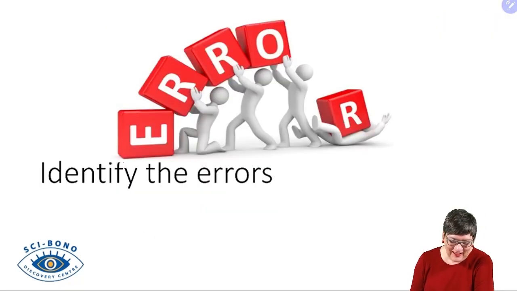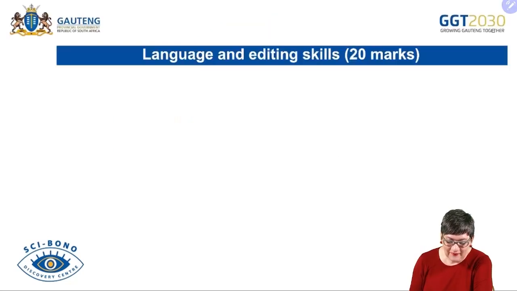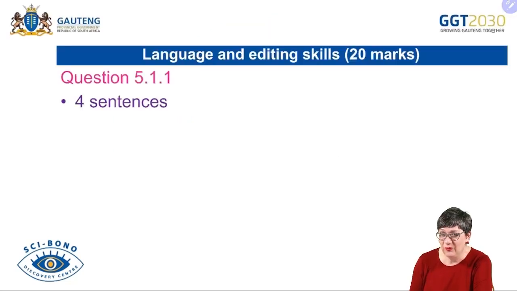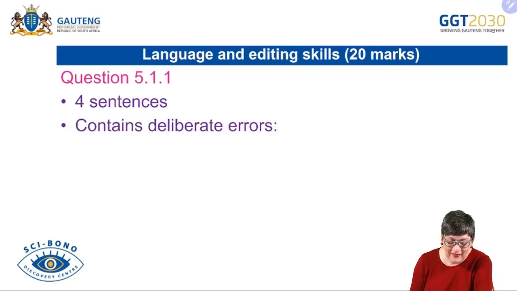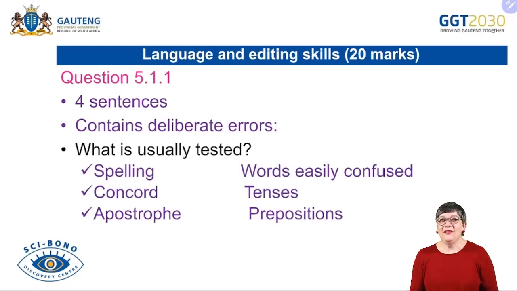Right. Now, I want to show you quickly a quick one before we go. Part of your question 5 is identifying errors, and it's always question 5.1.1. It's usually 4 sentences, and there are deliberate errors that they place inside these sentences, and you have to pick them up. And the learners always ask me, what do I look for? Let me tell you a secret quickly. What do we usually test? We test spelling, we test concord, apostrophe, the words that are easily confused, tenses, and prepositions.